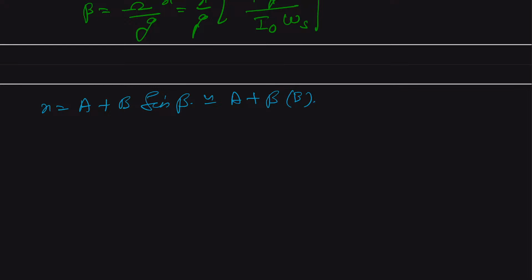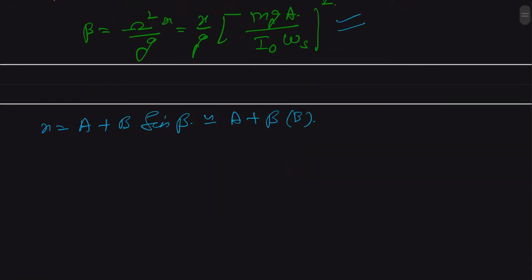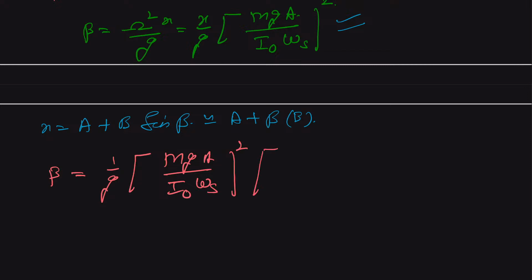So we substitute the value of beta, or we can substitute the value of x in this equation. Therefore, we can write that our beta is equal to 1 upon g, and this comes as mga upon I naught omega s whole square times a plus beta multiplied by b.